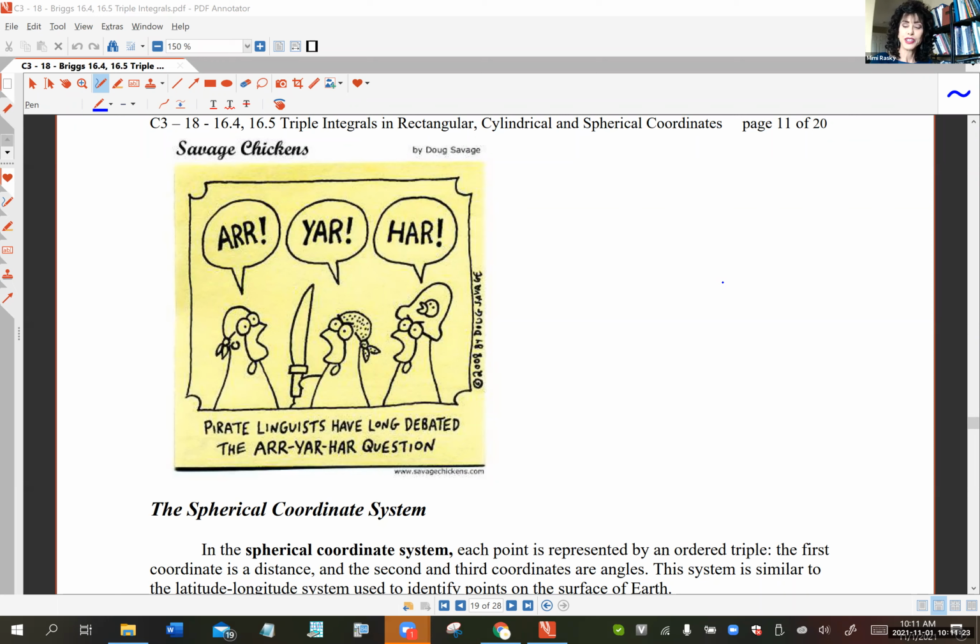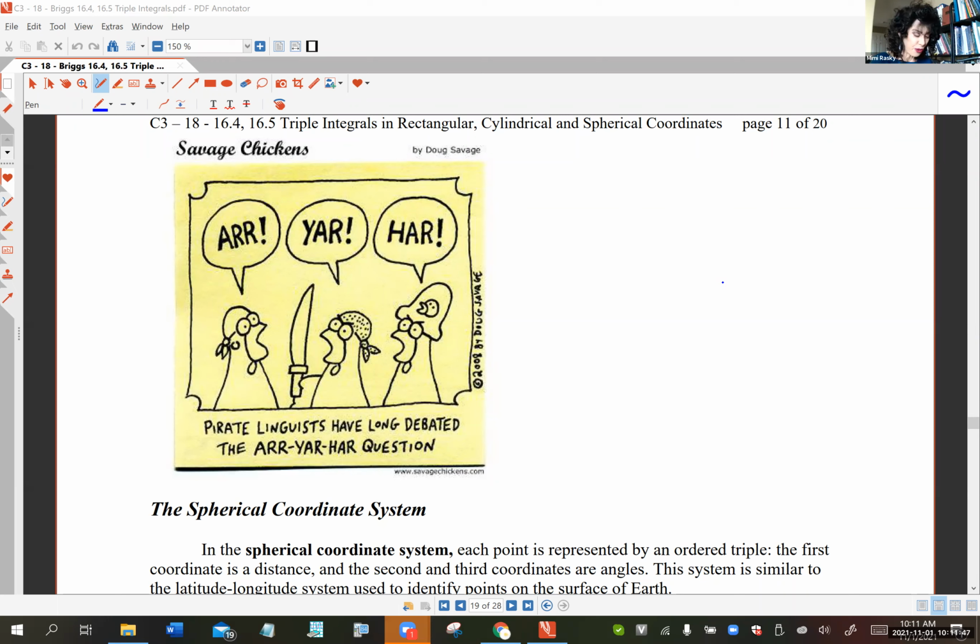So that's the motivation. And for those of you who are going to take physics, you'll see vector fields and electromagnetic fields, and they end up doing multiple integration. So double and triple integrals are important in the world of physics too, so you'll see.